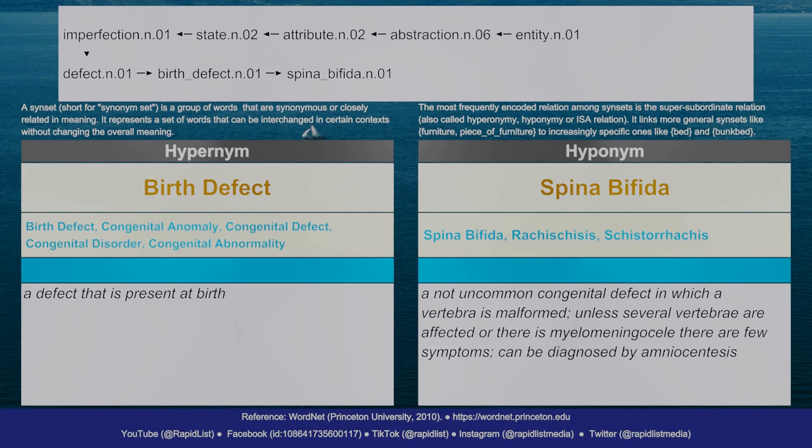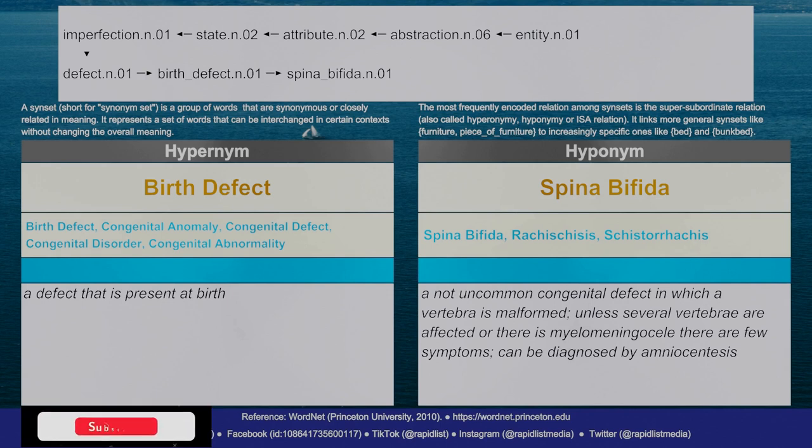Spina bifida. A not uncommon congenital defect in which a vertebra is malformed, unless several vertebrae are affected or there is myelomeningocele, there are few symptoms, can be diagnosed by amniocentesis.